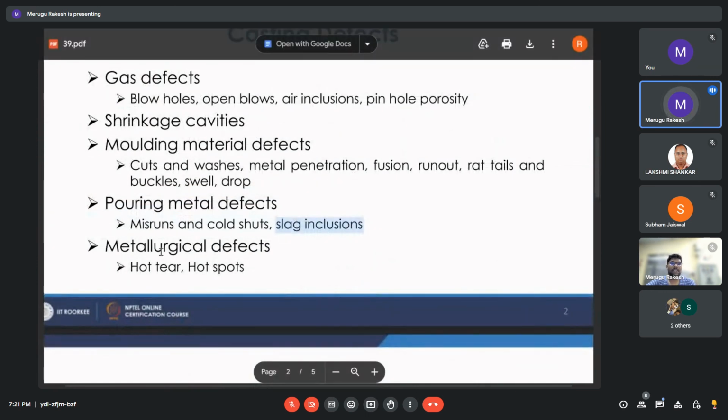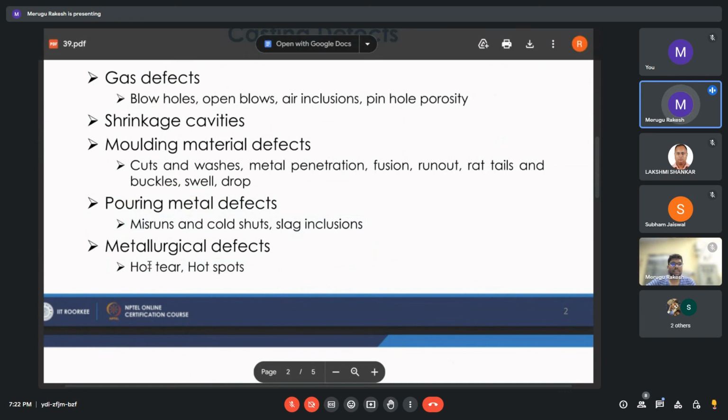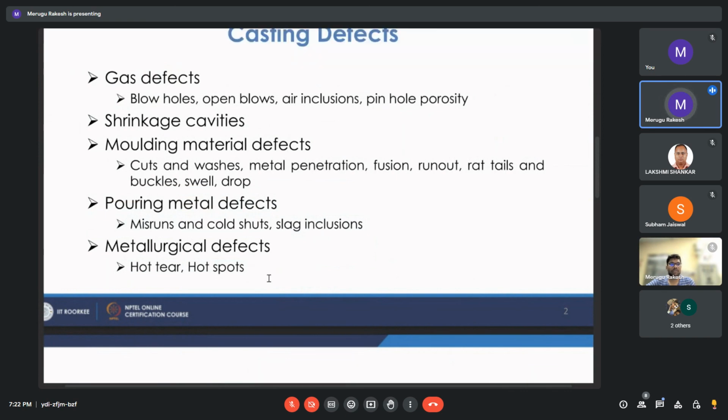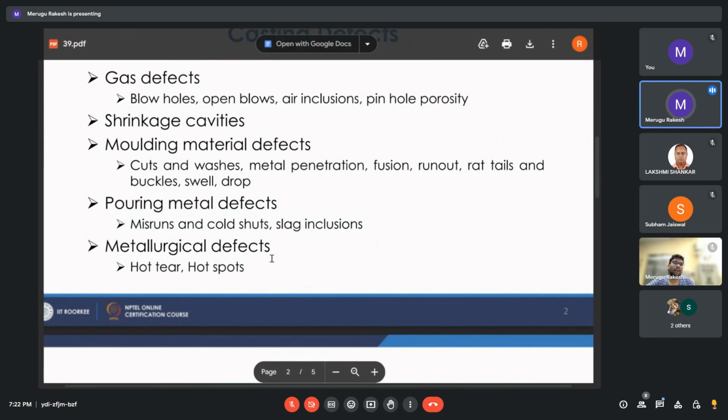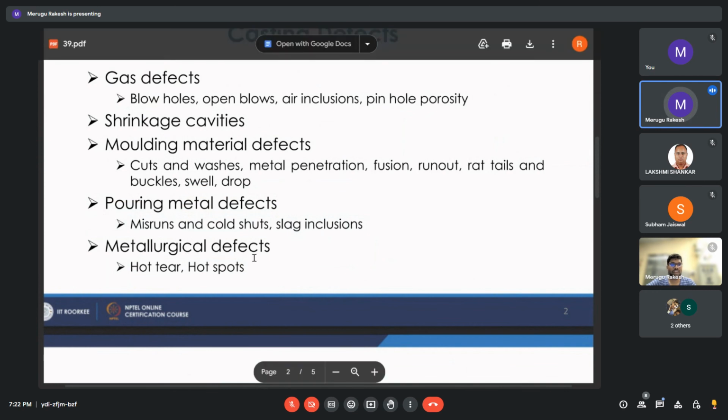Then we have metallurgical defects such as hot tears and hot spots. Basically, these occur if you do not have any unyielding supports, as well as if there is no directional solidification happening. In that case, if one part solidifies earlier than the other, like a thinner section, the bigger section will still be in the liquid state, and there you can see these hot tears or hot spots.